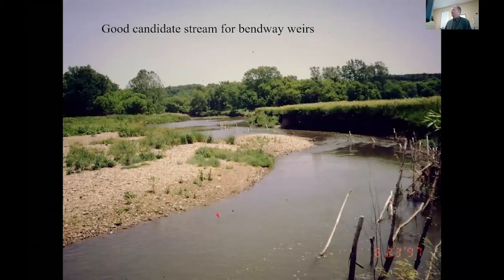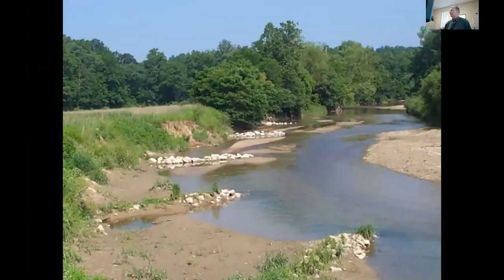So streams that have a natural width and have point bar material that's easy to move, those are good candidates for Benway Weirs. And we don't have a lot of those, but we do have some in some of the counties, so we have used these before. We do probably a few projects every year with them.